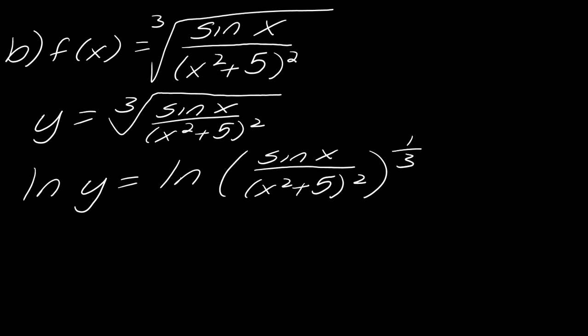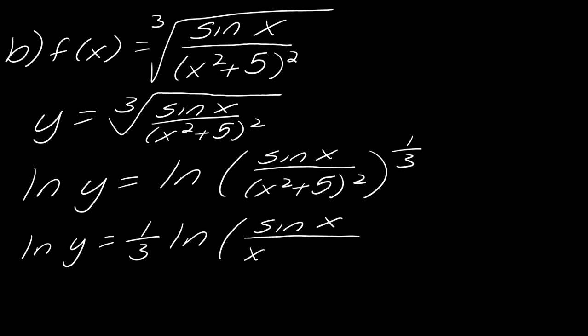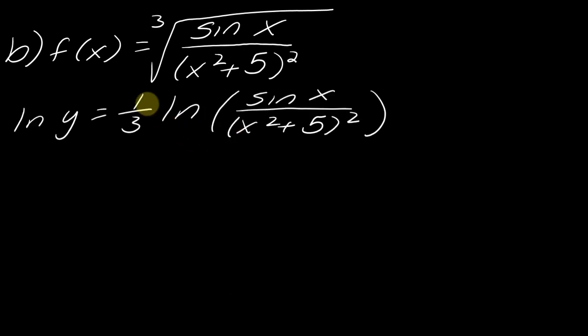So I've got this, and now I'm going to use my properties of logarithms to break this up. First things first, I need to bring the 1/3 out in front. So this is going to be the natural log of y equals 1/3 times the natural log of sine of x over x squared plus 5 squared. And now I'm going to break this up with subtractions. Just don't forget about the 1/3 in front here. So I'm actually going to draw some square brackets so that I don't forget it.